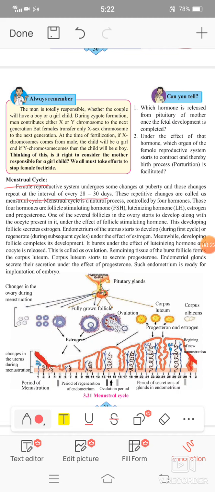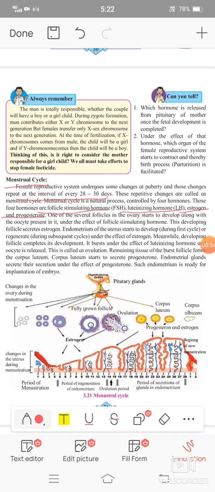interval of 20 to 30 days. That is a cyclic process, so it is called a repetitive change, and it is called the menstruation cycle. The menstruation cycle is a natural process controlled by four hormones: follicle stimulating hormone FSH, luteinizing hormone LH, estrogen, and progesterone. These are the four hormones which are responsible for that cycle.